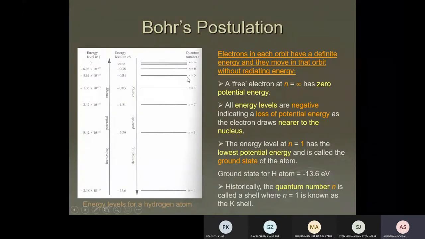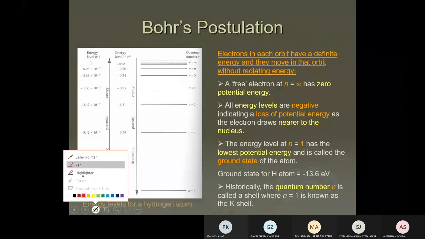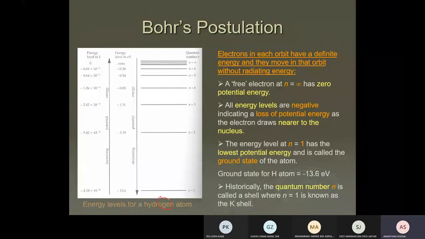The energy levels he found out are for hydrogen, the energy levels of a hydrogen atom. So you need to understand about these energy levels. In this energy level diagram, where is the nucleus? Imagine the nucleus is at the bottom here.